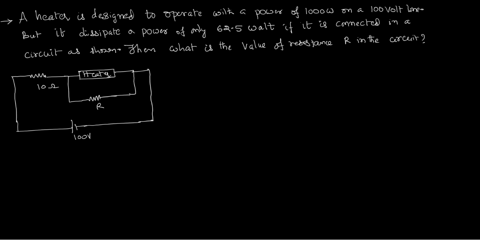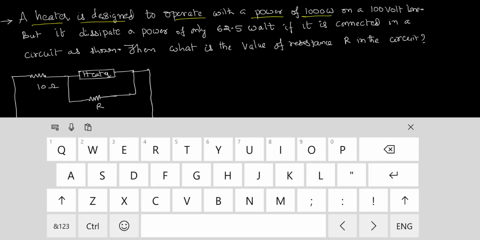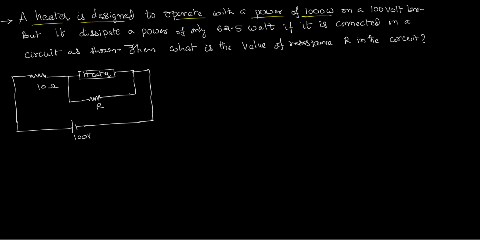Well, let's have a look at the problem that we are going to solve today. It is given that a heater is designed to operate with a power of 1000 watts on a 100-volt line. So this is what that heater is. Its power is given for us. The voltage for which it is designated with that power is given for us. So what can we calculate basing on that?